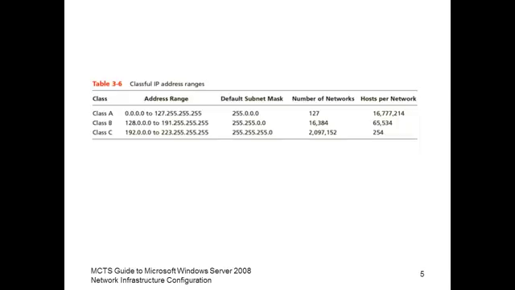Okay. Class C, you'll see the first 3 octets are the network ID, and the last one is the host. Again, some of the numbers can't be used, which is why it's a lot less.